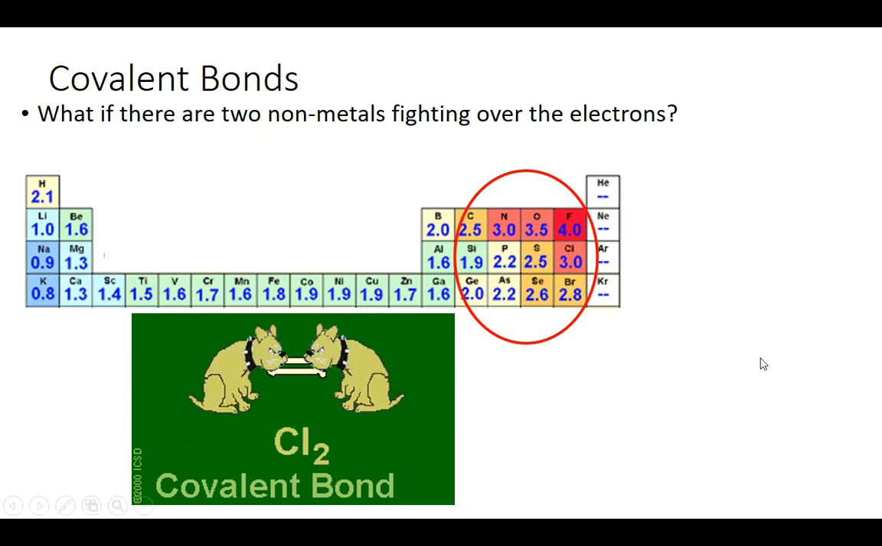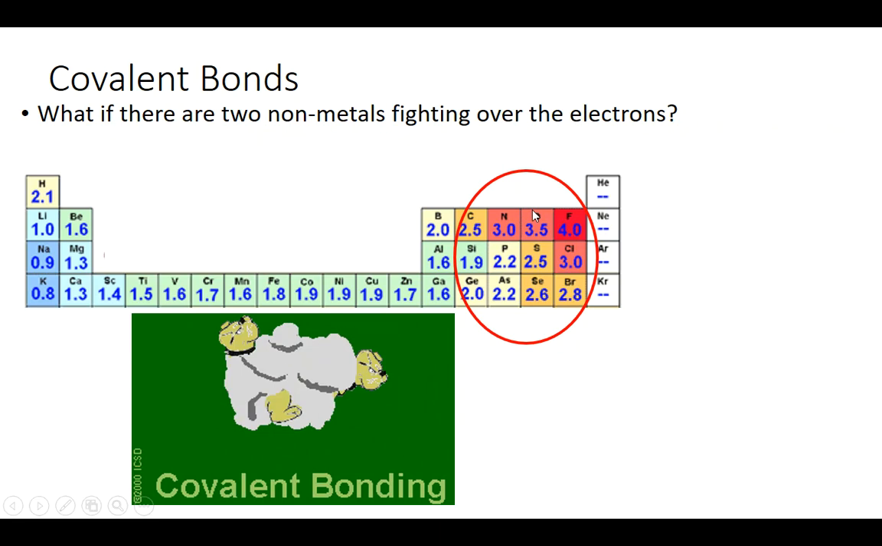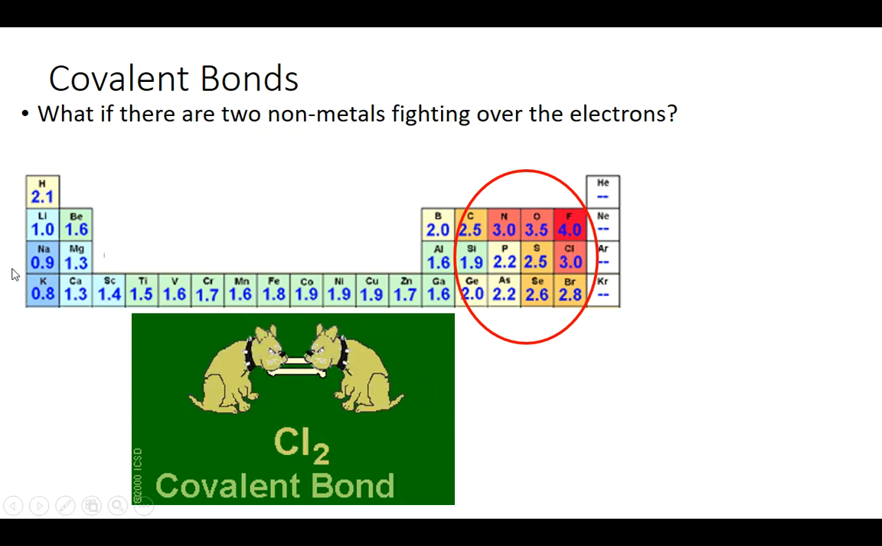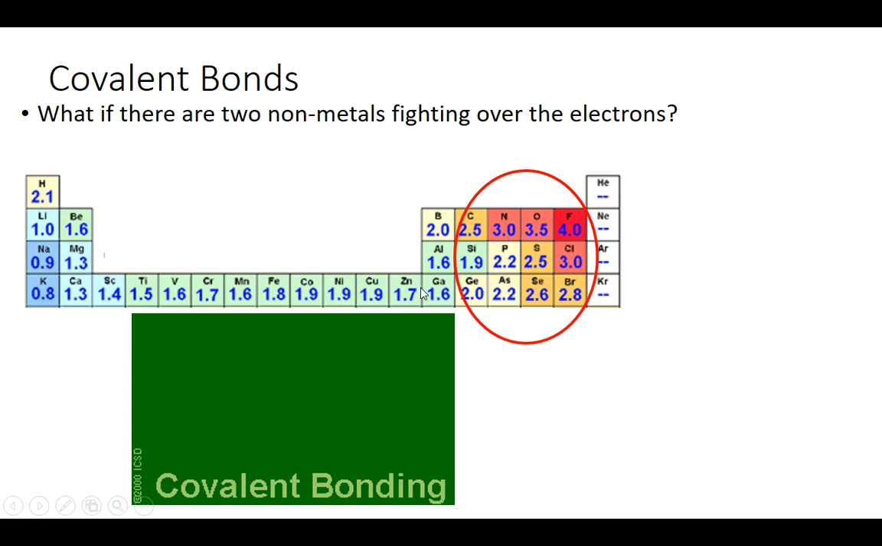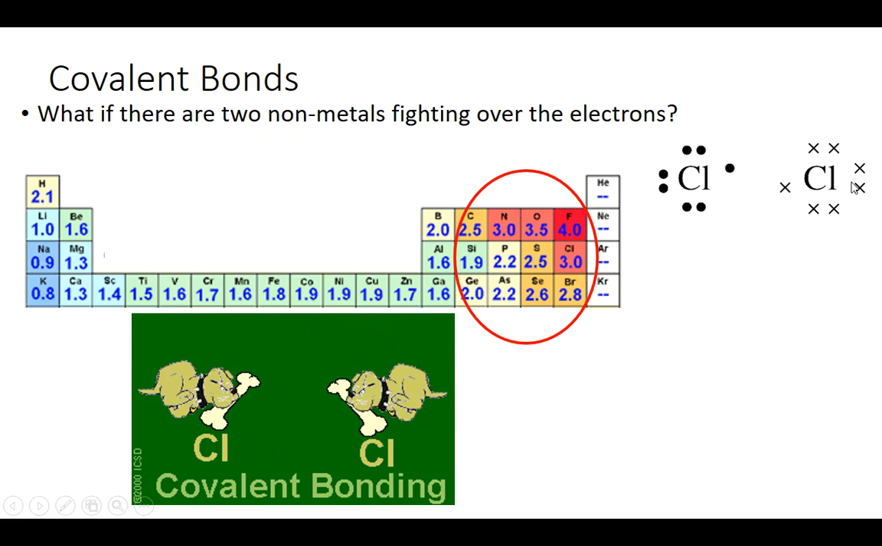So on your paper, covalent bonds always happen between two nonmetals. The reason is because they're strong enough to hold on to each other. A metal and a nonmetal, the nonmetal easily steals from the metal. That's ionic. This one's covalent because they both stick together. We can use Lewis dot diagrams to really show this well. So the two chlorines that are in the dog picture, here are their Lewis dot diagrams.